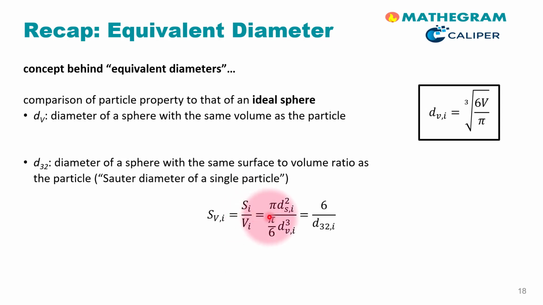The calculation of D32 requires the knowledge of two particle properties, the surface area and the volume. As you can see, the D32 is hence related to the surface equivalent diameter ds and the previously discussed volume equivalent diameter dV. As shown on the right, D32 can also be directly calculated from the specific surface area of a single particle.